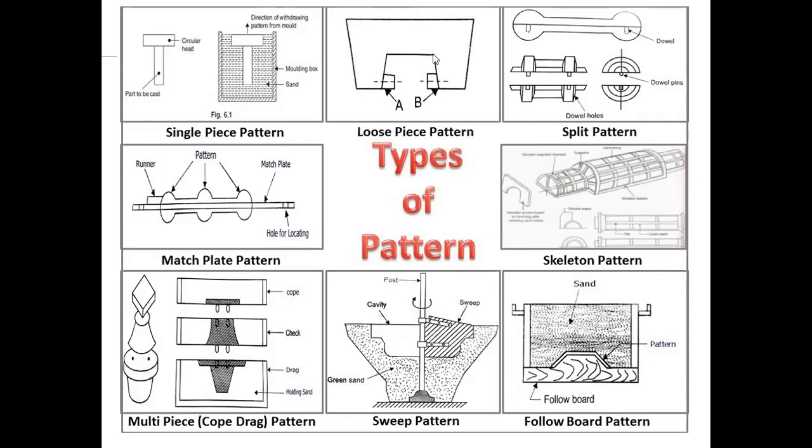You see, because when you're removing this pattern, the sand would stick to it. So for easy removal, you will give this draft. And basically you have an allowance also given, draft allowance. When we discuss allowances, we'll see. So that is kept, and it will be machined later. If it is not required in the casting, it will be machined later. But it has to be kept so that the pattern can be easily removed from the mold.